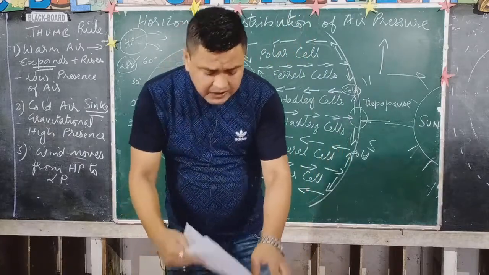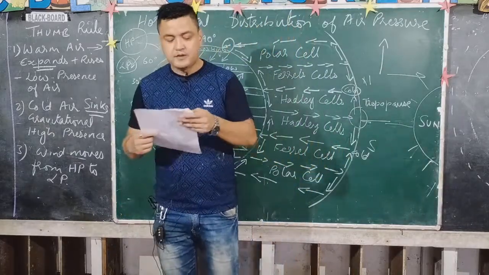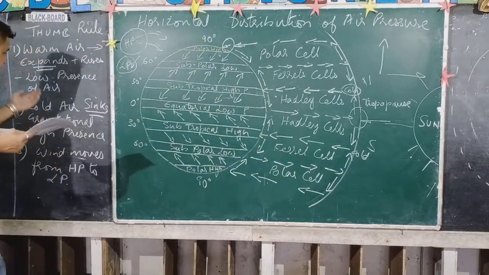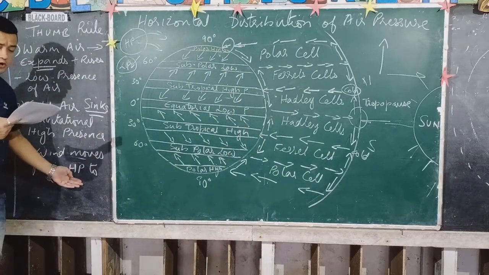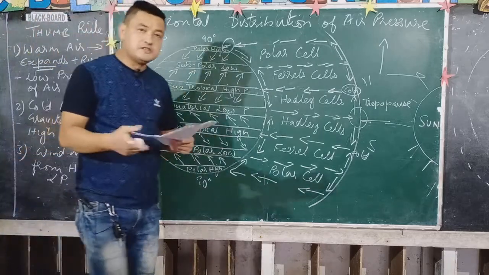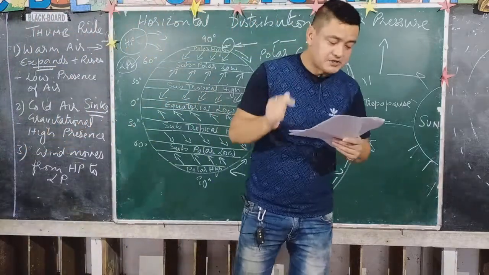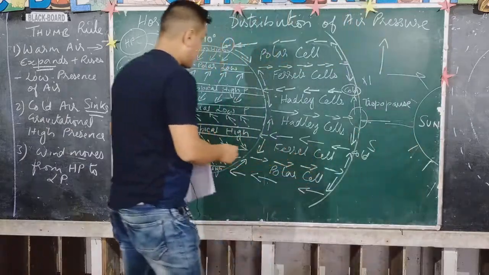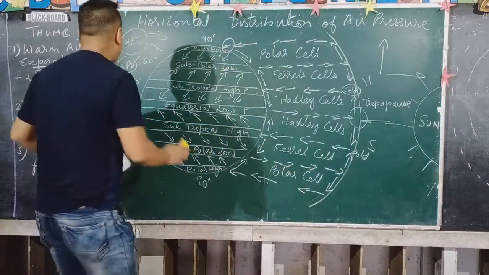Now we are looking at the circulation of the wind, and at that time I told you wind always moves from a region of high pressure to a region of low pressure, and this movement of air is known as the pressure gradient.